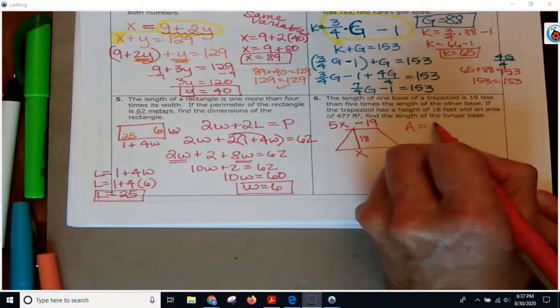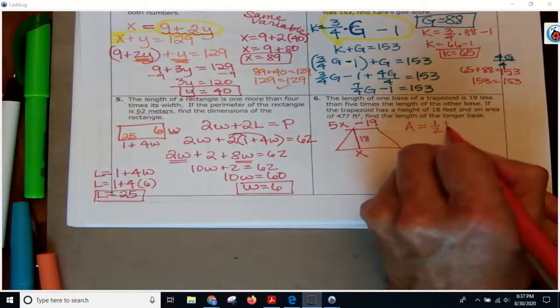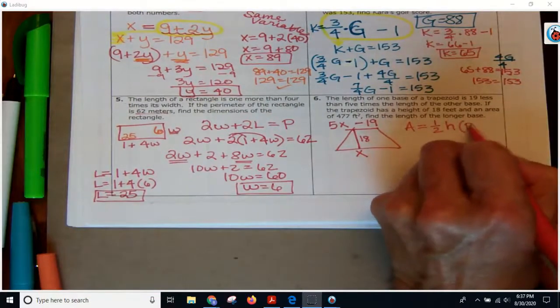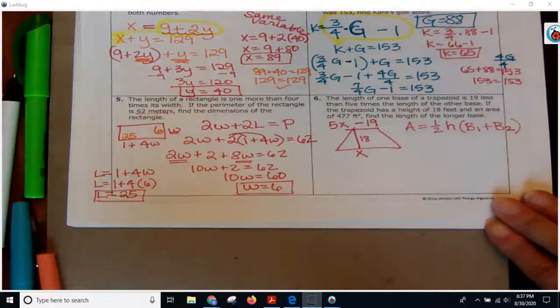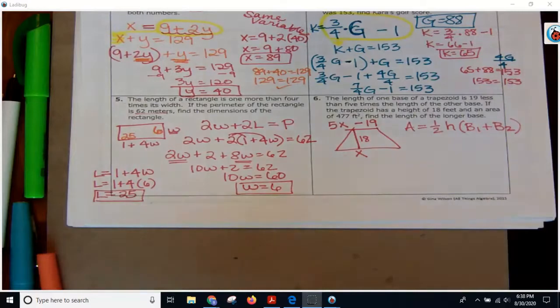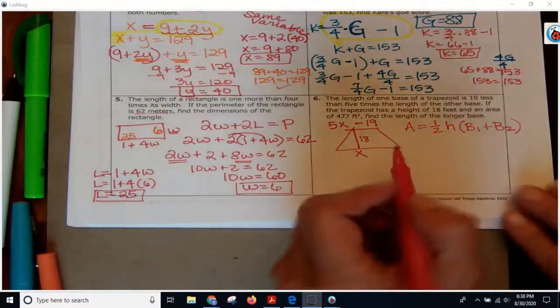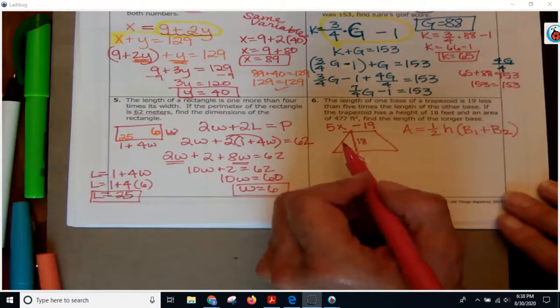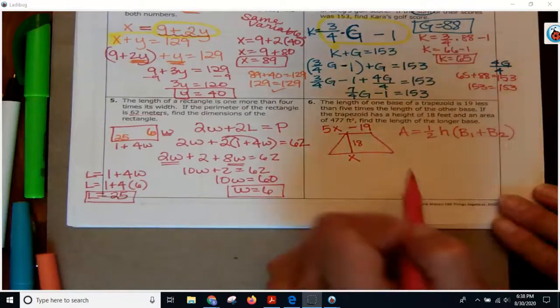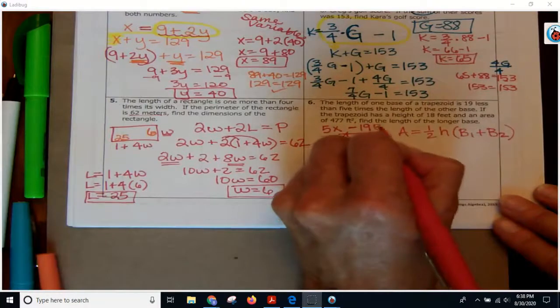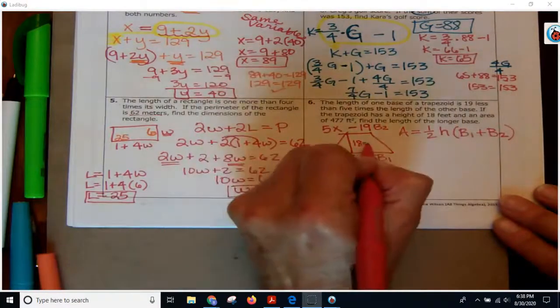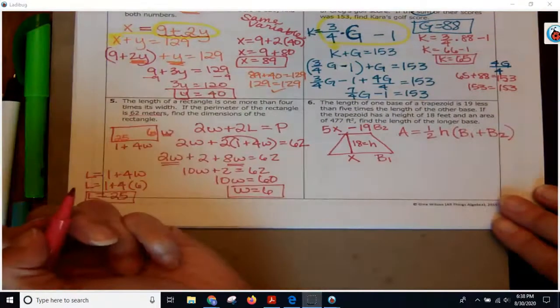Luckily, I know that: one half height times base 1 plus base 2. All right, this you're going to be learning in geometry. This is a huge window into what you're going to be learning in geometry. So now I just have to plug in everything. If this is my base 1, this is my base 2, this is my height. Now I just plug everything in.